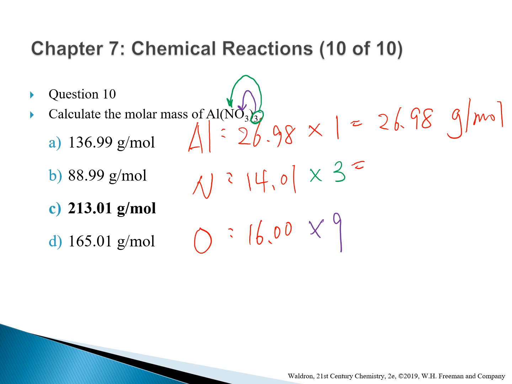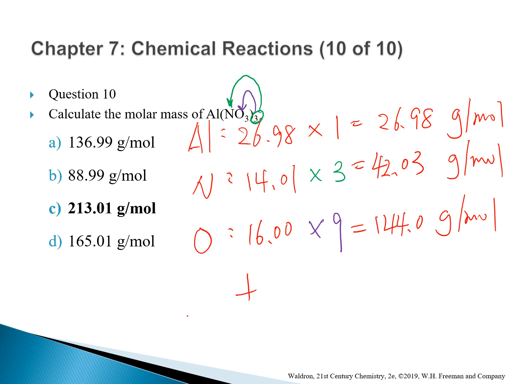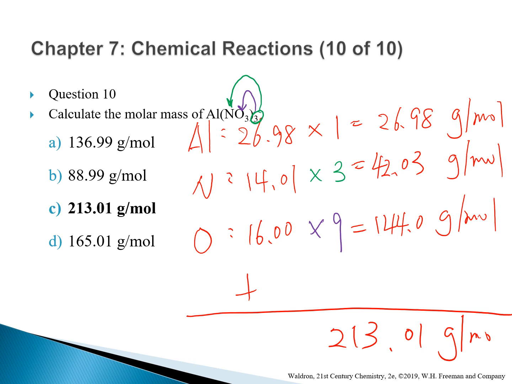So if you multiply this, you have 42.03 grams per mole, and then you have 144.0 grams per mole. If you add them all up, you will end up with 213.01 grams per mole. This is choice C.